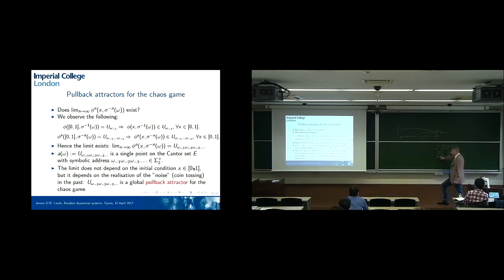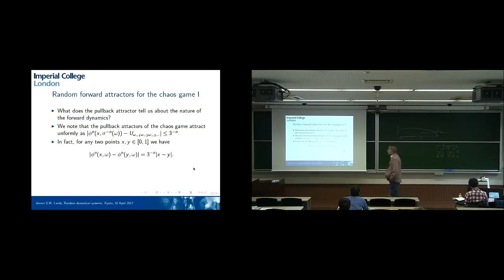And that gives me precisely these elements here. So if I add more in the past, I get a longer symbol sequence and I know exactly where I end up. So the more I know about the past, the better I know where I am. Not so surprising. It's called pullback dynamics, and the object that we converge to is called the pullback attractor. Okay, so now the question is, what does the pullback attractor tell us about the nature of the forward dynamics?